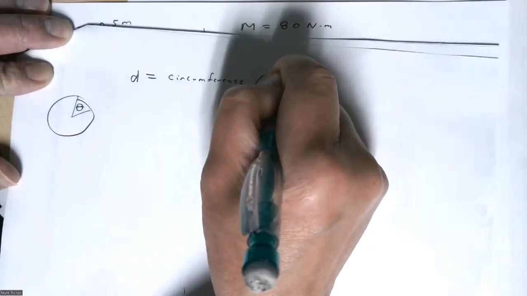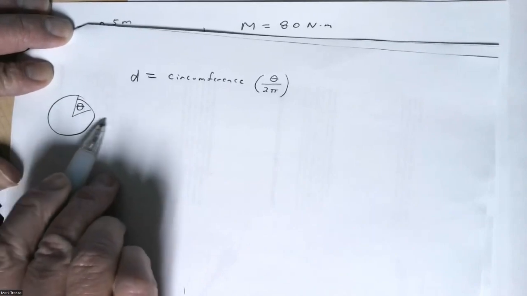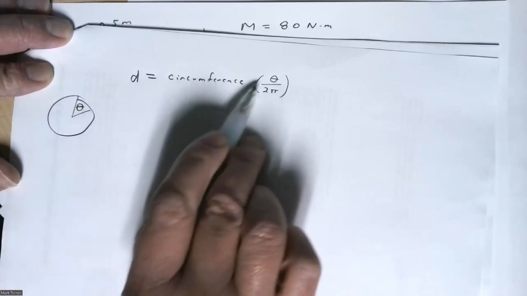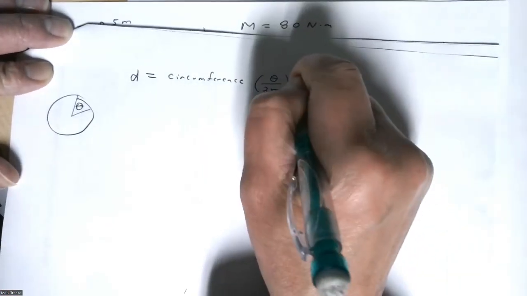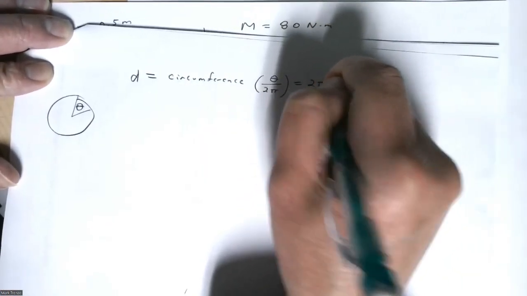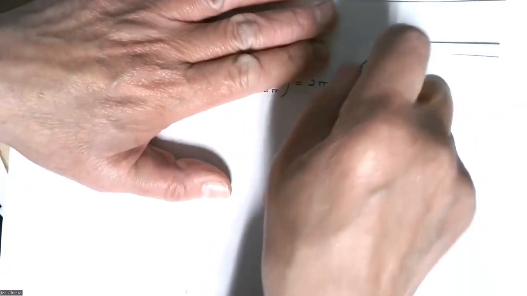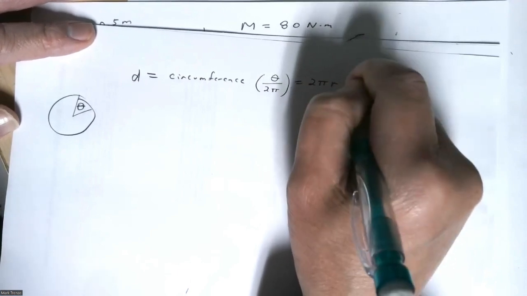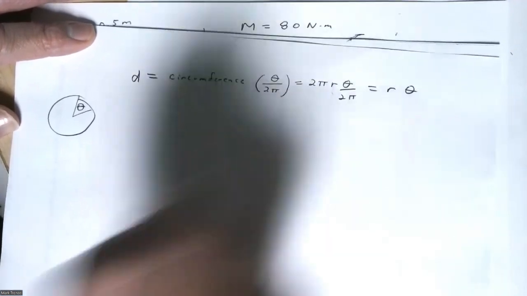Then if it's only theta over 2 pi, the distance that the center is going to travel will be the circumference times the fraction of 2 pi that the center rotates. And of course, the circumference is 2 pi r, times theta over 2 pi. So it becomes r theta.